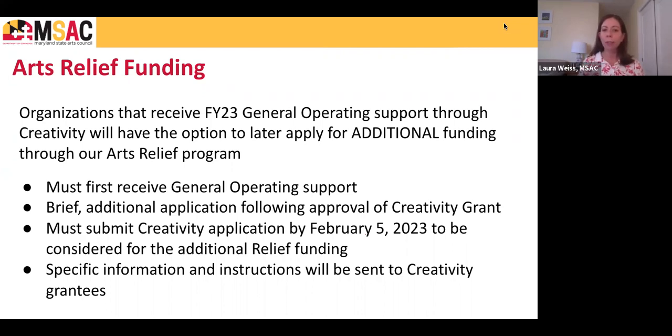You must submit your Creativity application by February 5th, 2023 to be considered for this additional relief funding opportunity. So definitely put that on your calendar or store that date in your mind. We recommend applying sooner rather than later, just so that we can make sure that you get into that general operating pool. And then we'll have specific information and instructions that we'll send out to the Creativity grantees, along with the FY23 GFO grantees as well, about how to fill out this application and when it is due. We'll have more information on that very, very shortly.